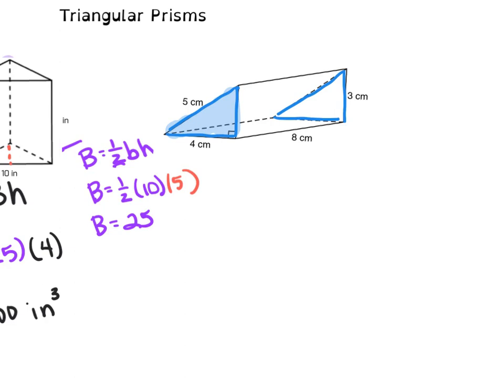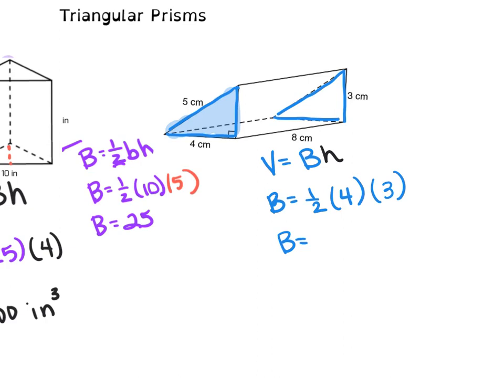So the volume is equal to the base times the height of the prism. Big B is equal to the base of the triangle, which is 4, 1 half of, because it's a triangle, 1 half of 4 times the height of the triangle, which is 3. So big B is equal to 1 half, 4 times 3 is 12. Big B is equal to 6.